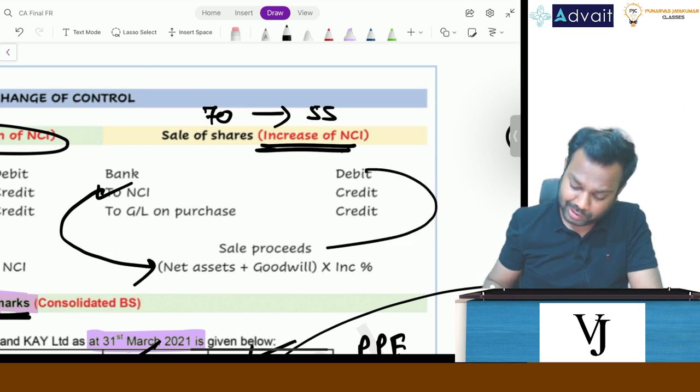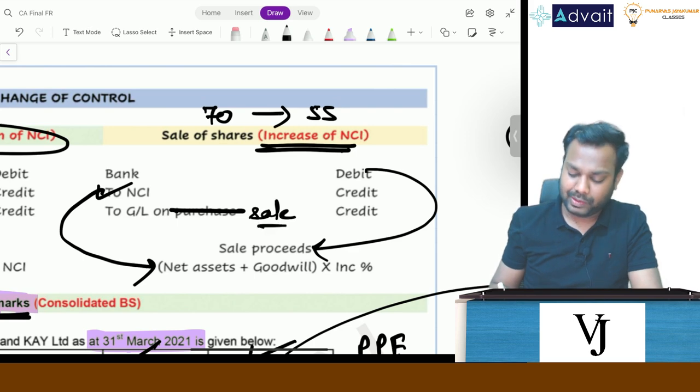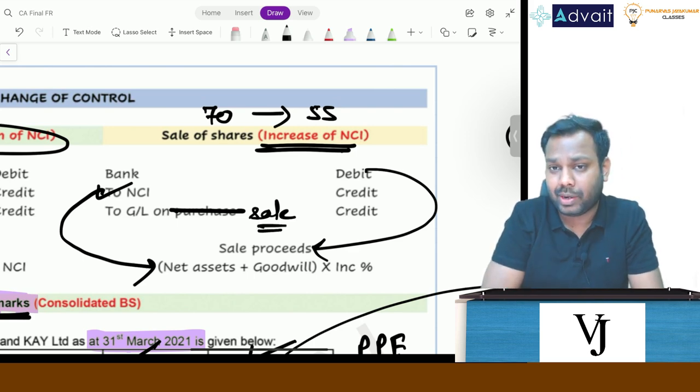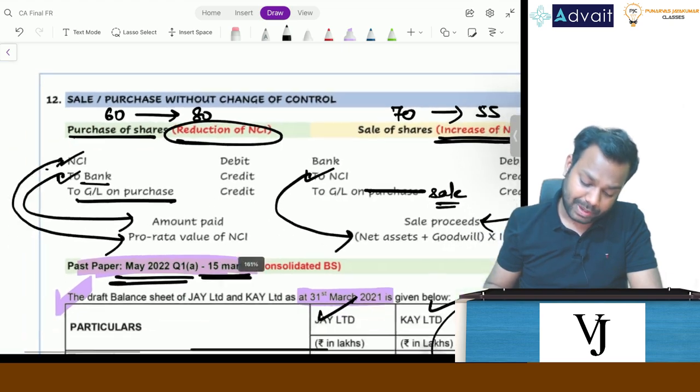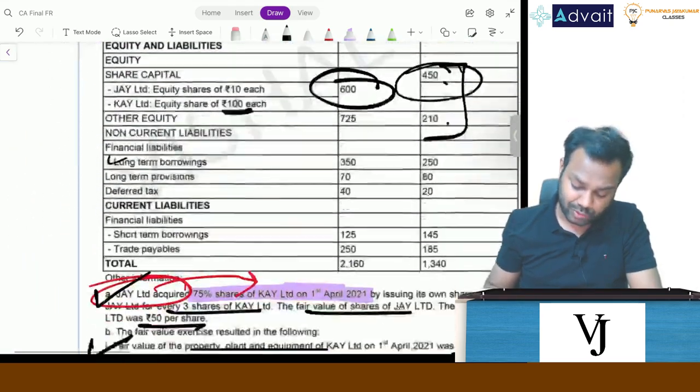Bank will be written with the sale proceeds, and the difference will be the gain or loss on the sale of NCI. I hope that is clear to everyone here. Okay, so this completes our discussion on the consol FS, right?